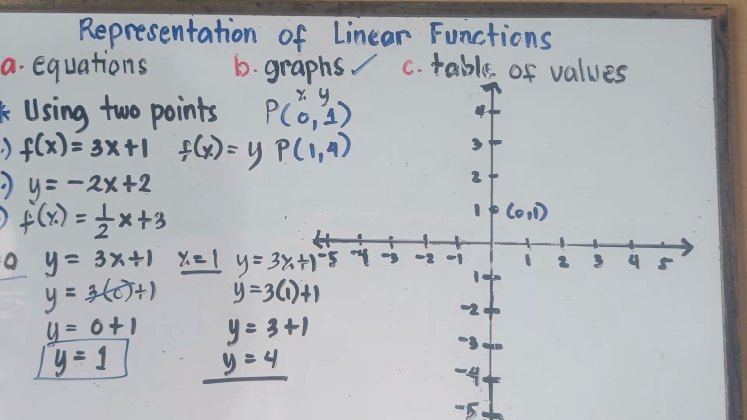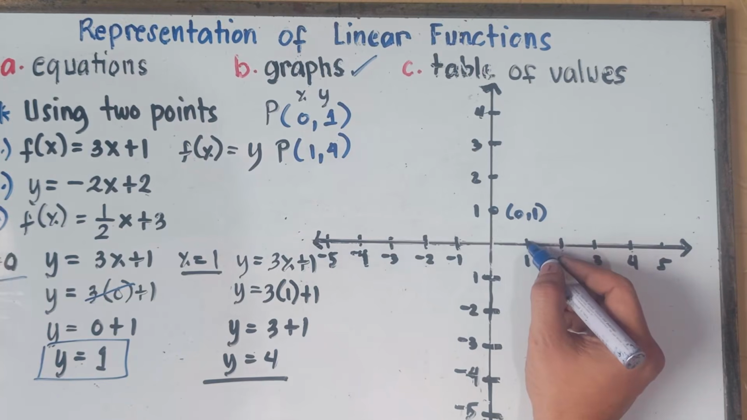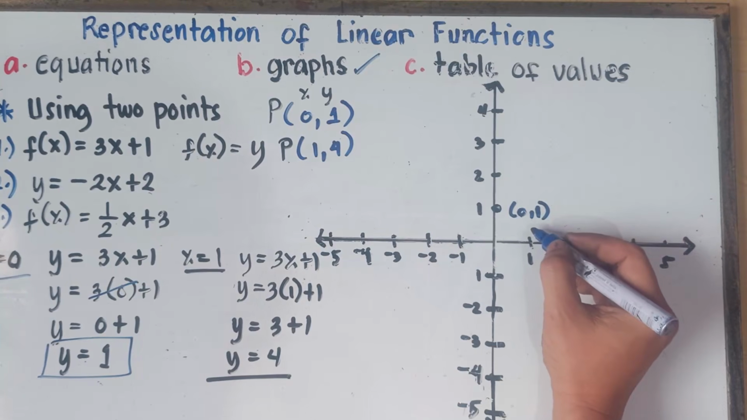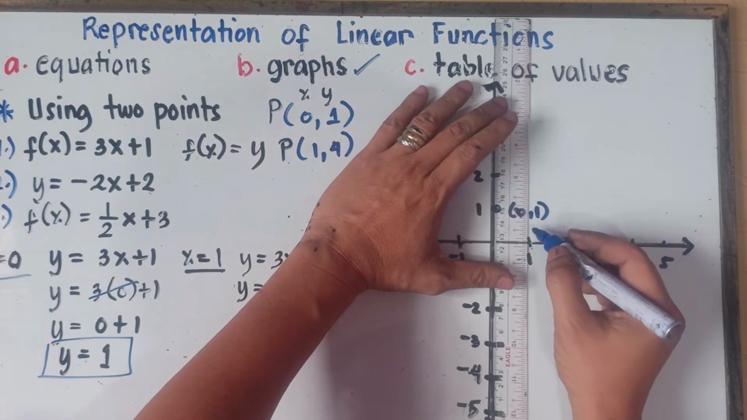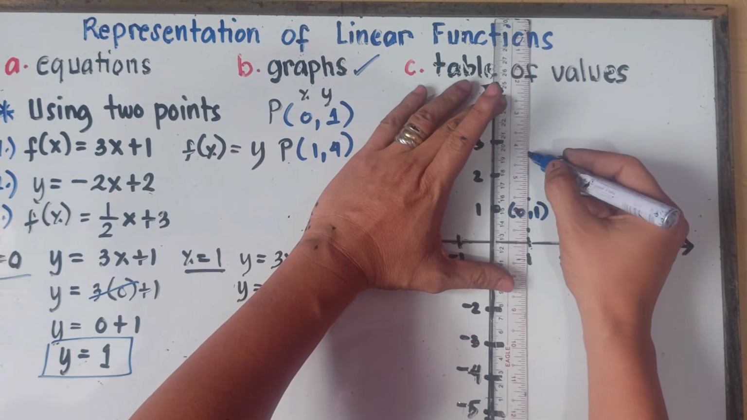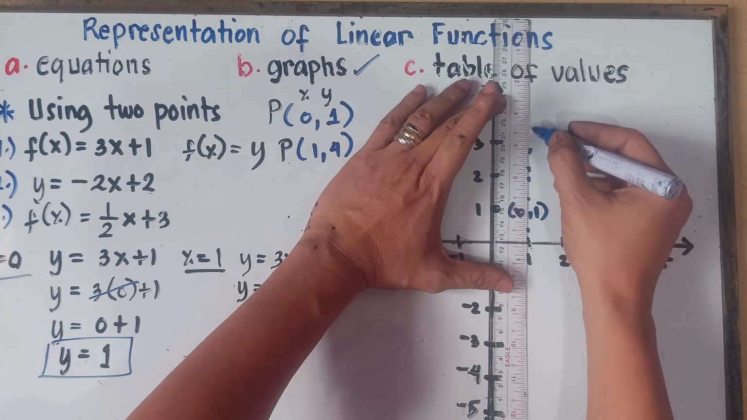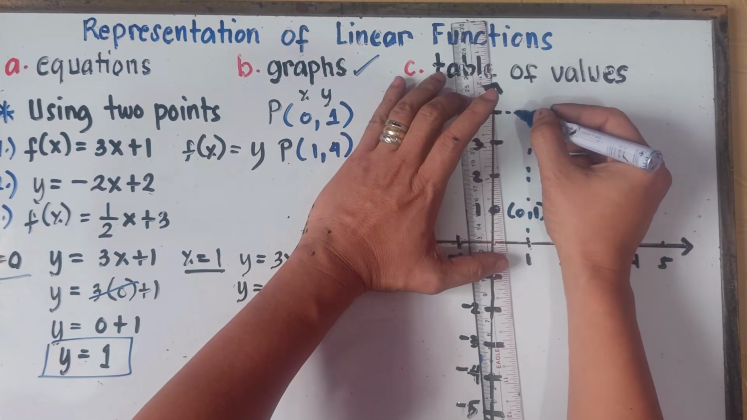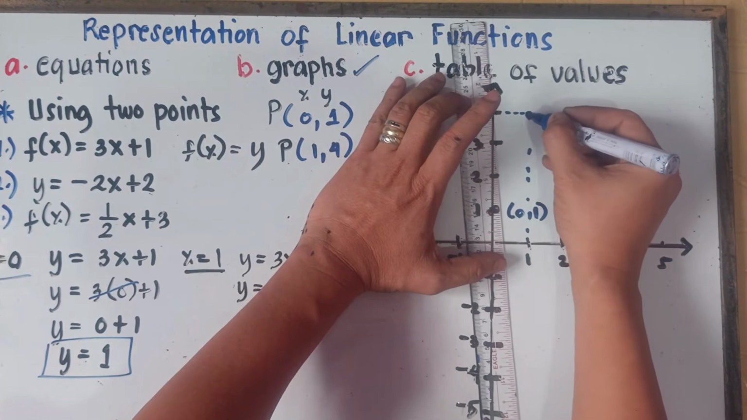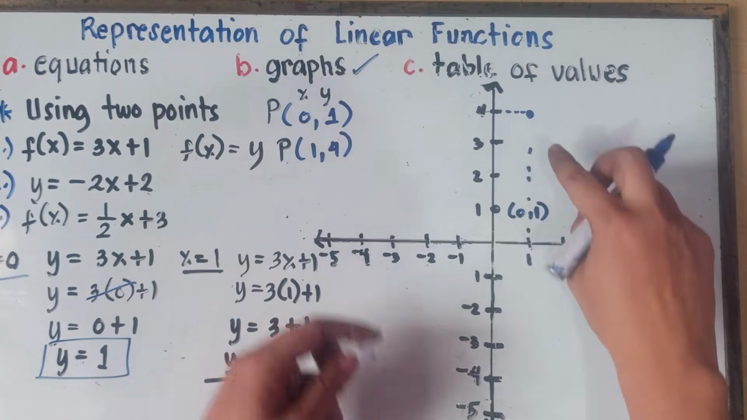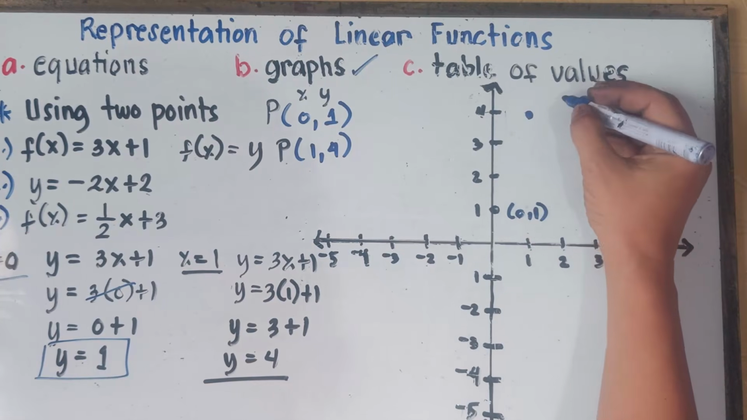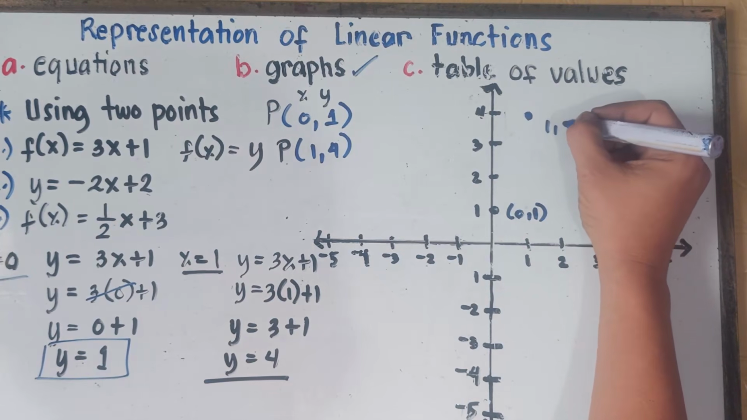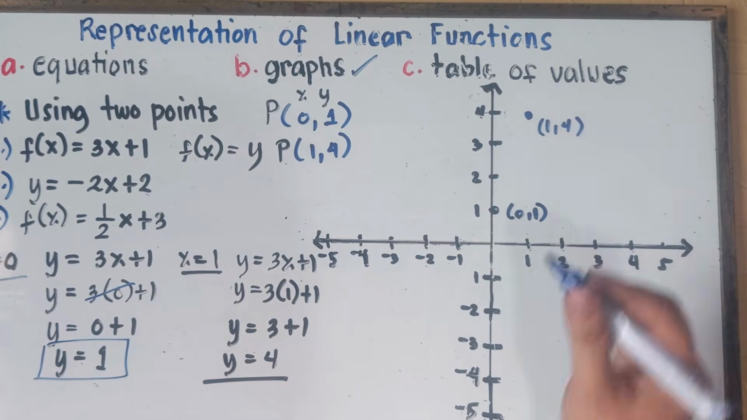And then our second point, we have x is positive 1, and then y is positive 4. This one right here, class. Let me just draw broken lines. Alright, this one right here. So x is positive 1 and then y is positive 4. So this will be 1 and then 4. And this will be our second point.